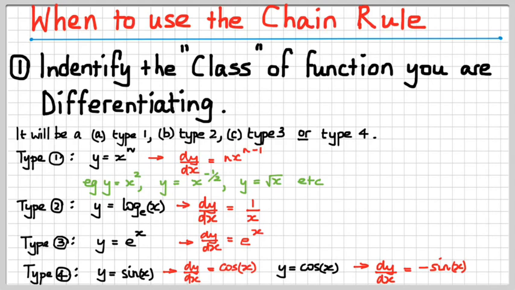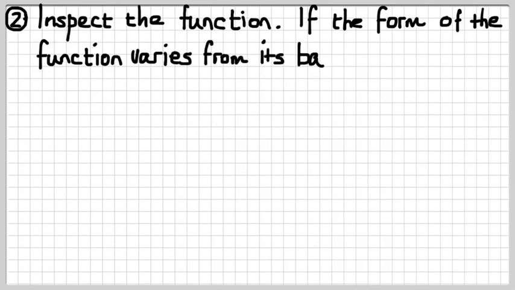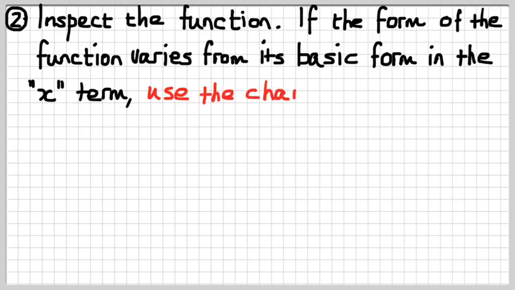And then what you do is, in each of those 4 classes where you can see an x, if it's something else, some more complicated thing than just x, that's where you have to use the chain rule. If it's not an x, where there was an x on that previous screen. So you inspect the function. If the form of the function varies from its basic form in the x term, that's where you use the chain rule, guys. That's all you have to know.